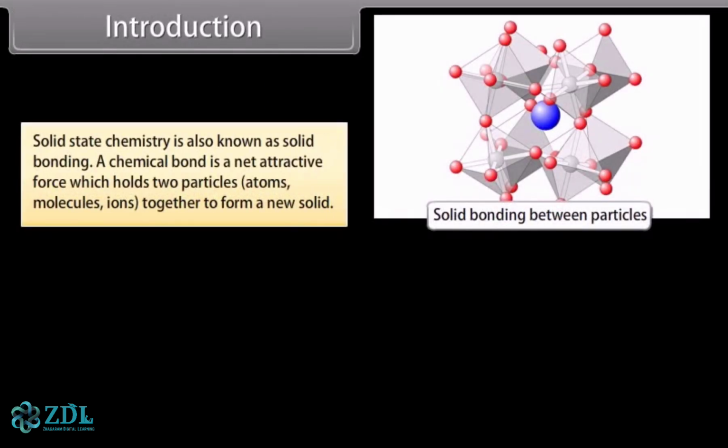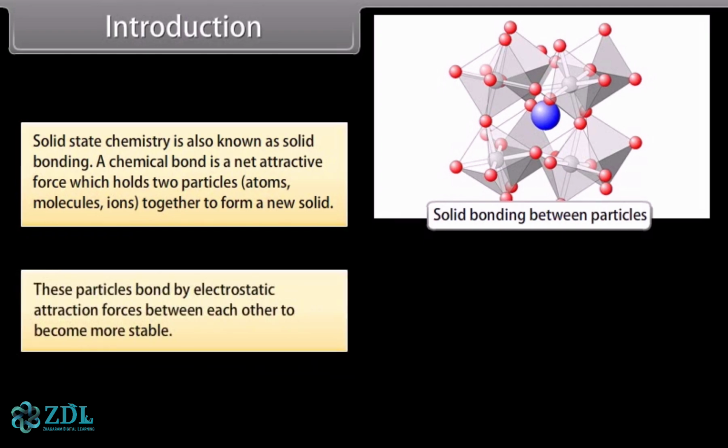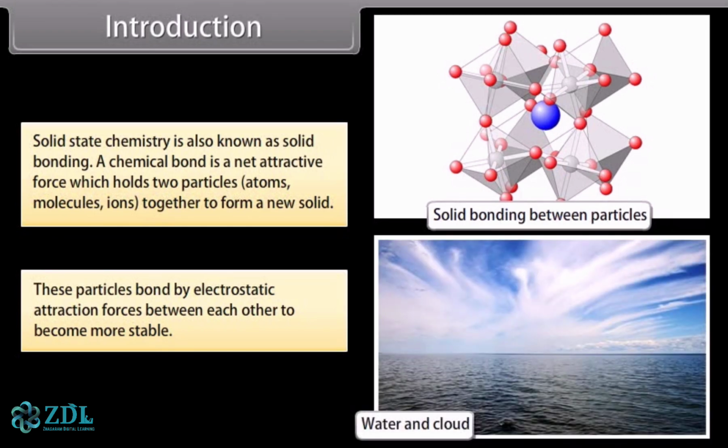Introduction. Solid-state chemistry is also known as solid bonding. A chemical bond is a net attractive force which holds two particles, atoms, molecules, ions together to form a new solid. These particles bond by electrostatic attraction forces between each other to become more stable. Think about it. If you're not solid, you will be nothing, not even water or cloud, thanks to solid bonding.